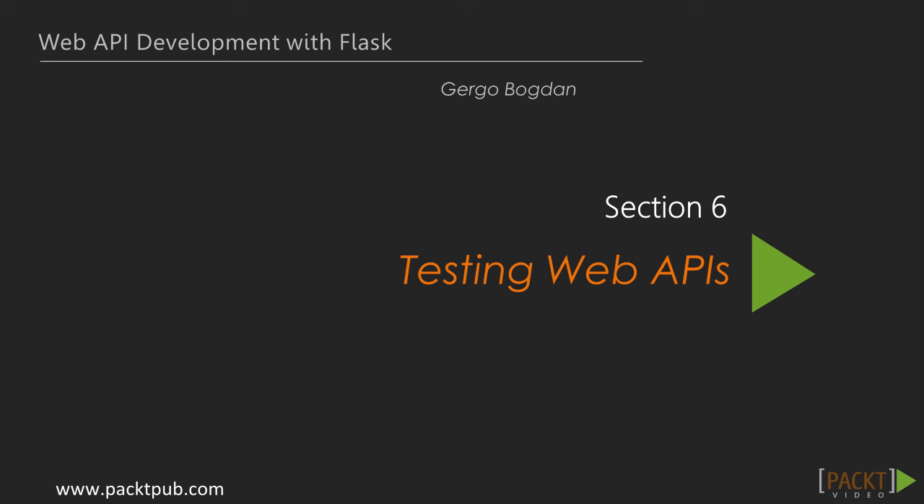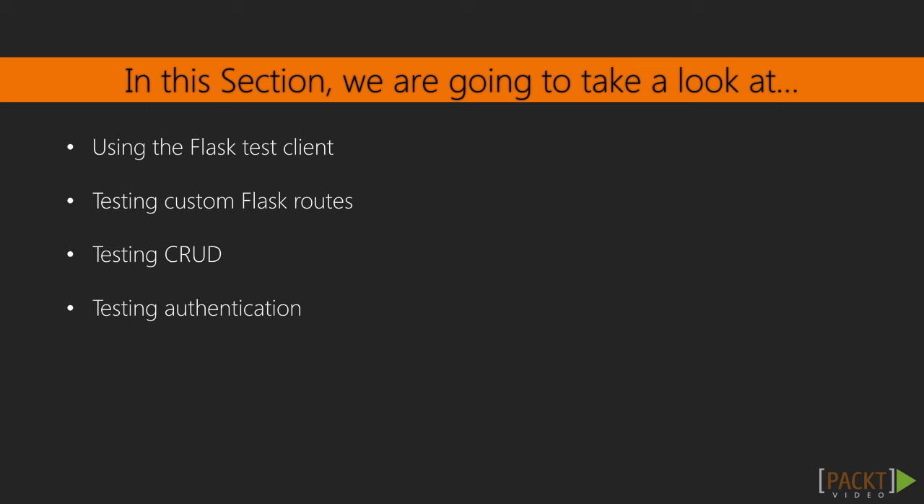In the previous section we covered how to store passwords in our application, why to use HTTPS for communication, and how to use tokens for authentication. In this section we are going to cover how testing can be done in a Flask application using the Flask test client. We will cover how to test custom Flask routes, CRUD operations, and authentication.